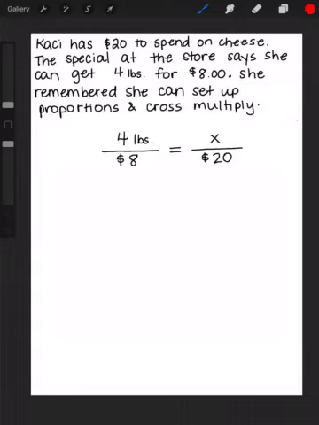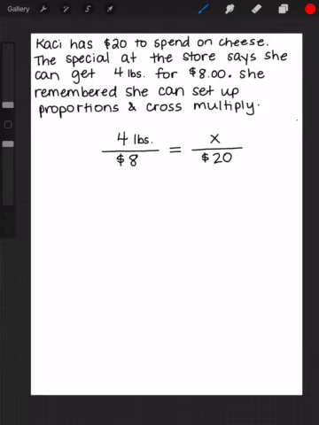So it says Casey has $20 to spend on cheese. The special at the store says she can get 4 pounds for $8, which we have set up in our first proportion. She remembered she can set up proportions and cross multiply. So we have 4 pounds is $8, and then we have x pounds is $20. We don't know how many pounds we can get for the $20.